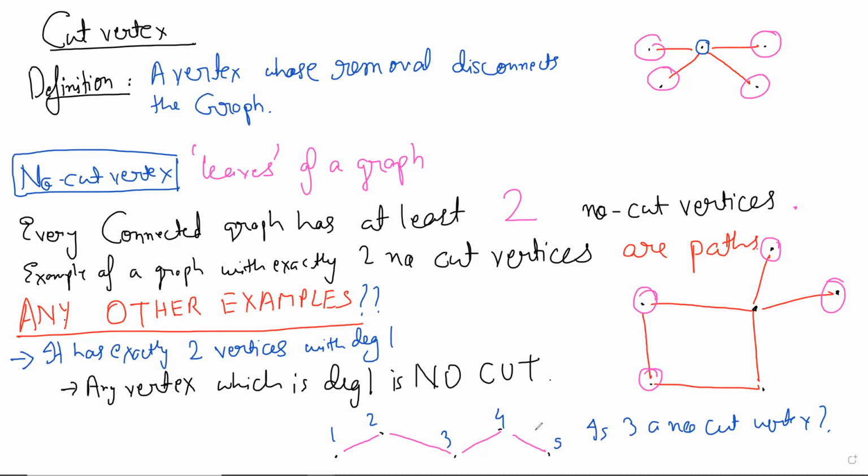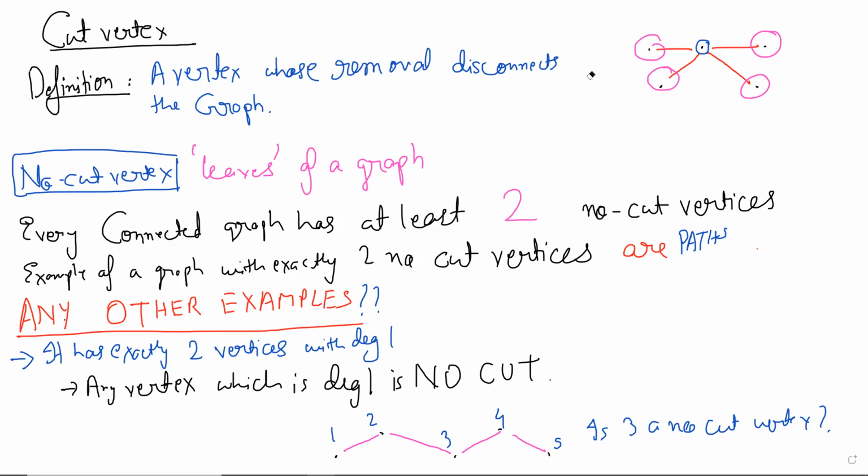Okay. So for paths there are exactly 2 no cut vertices, right? But here the situation is obviously different, because here you can remove any of those pink vertices, any one of them, and it still remains connected. So the situation is very different. Okay. All right. I think we are developing some intuition. Let's go on.